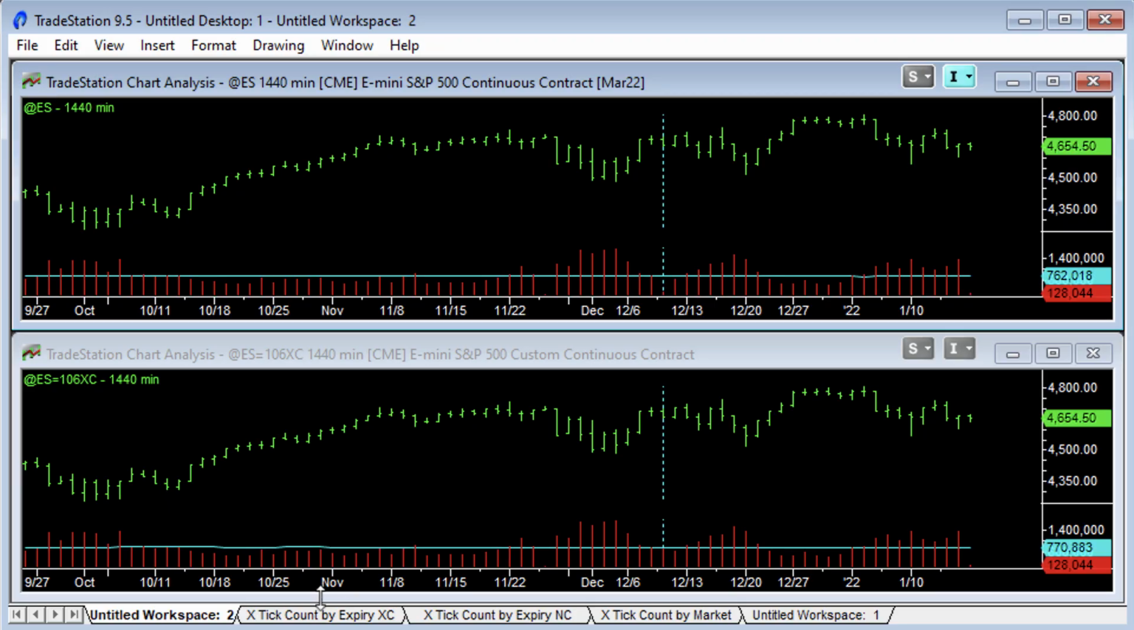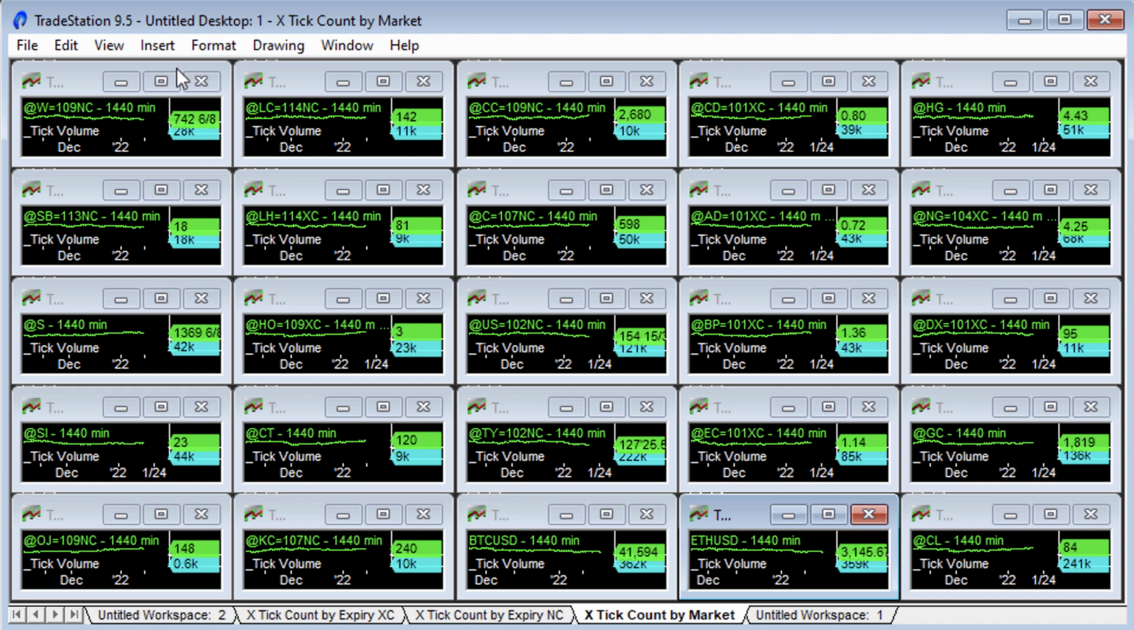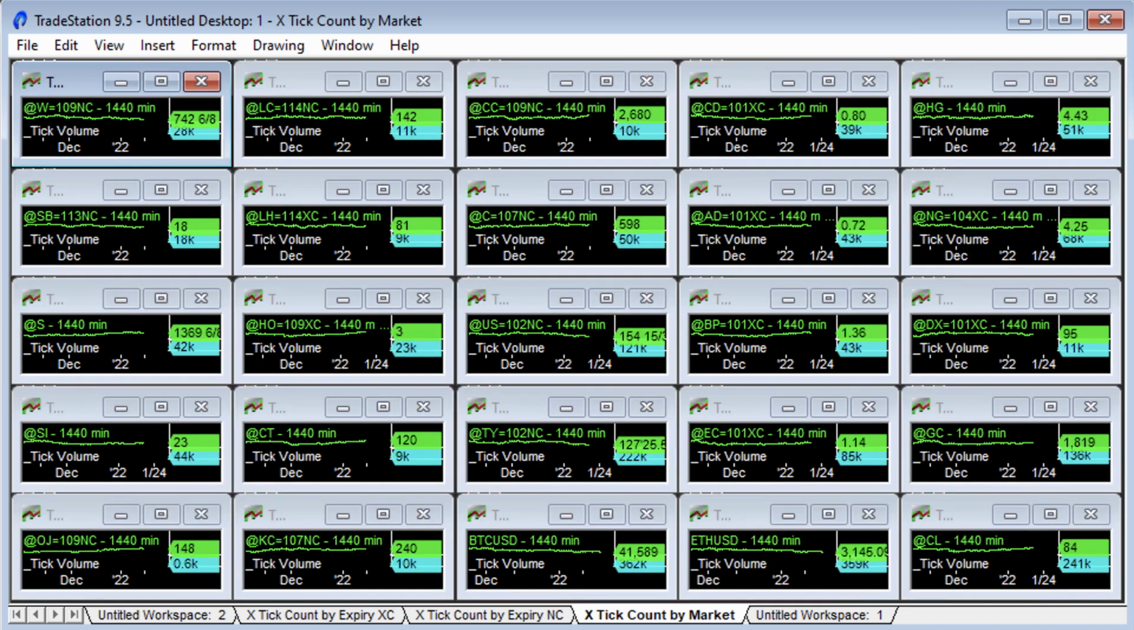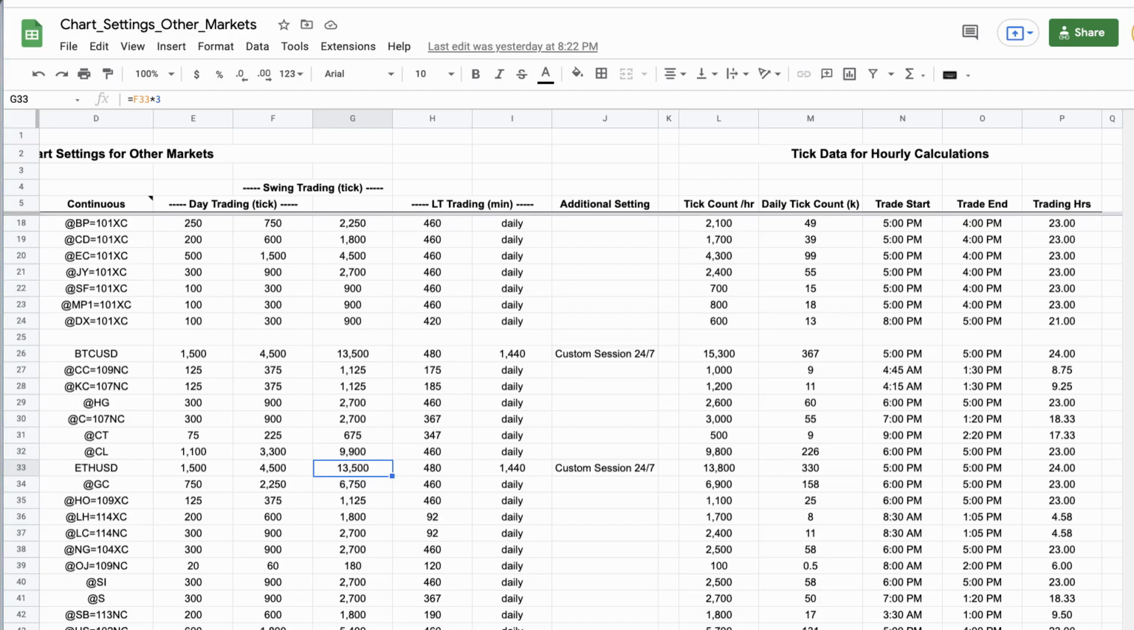The useful little indicator that I'm using to figure out the tick counts by market is this one. Again, it's just a tick volume counter here, and I'm looking at the last year's average number of trades going through, and I'll adjust this spreadsheet once a year. There's not a huge amount of movement around these values from year to year, so I've stabilized on these settings for a while now.